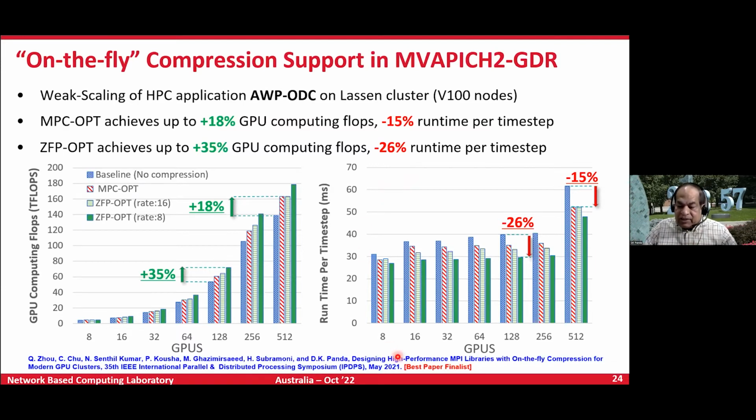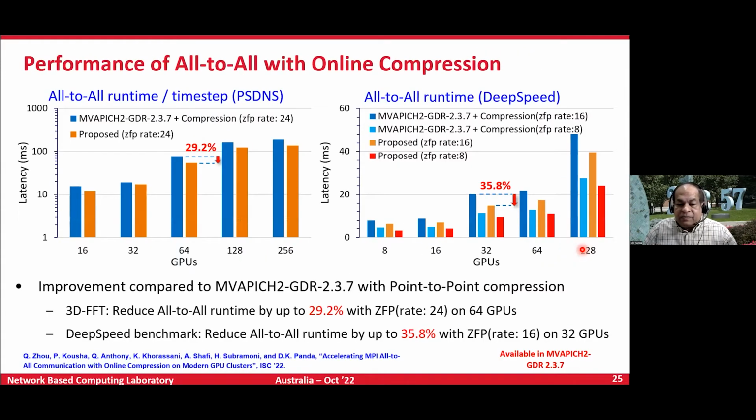This was the paper we presented at IPDPS last year. It was a best paper finalist, and we have multiple different compression schemes. Here I'm trying to show a concrete example of an application-level benefit. It's AWP-ODC, which is a seismic simulation. It was run on the Lawrence Livermore National Lab Lassen cluster with up to 512 GPUs. As you can see, with our on-the-fly compression scheme, we are able to boost the performance by 18%, 35% in terms of flops, and reduce the runtime by 26%, 15%.